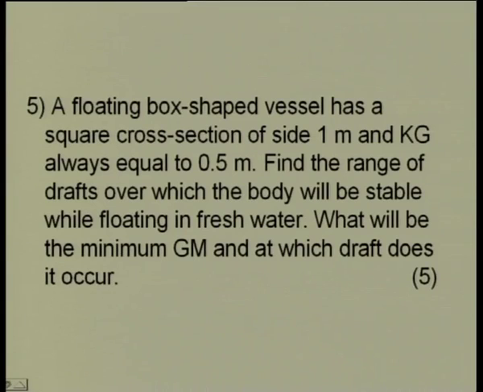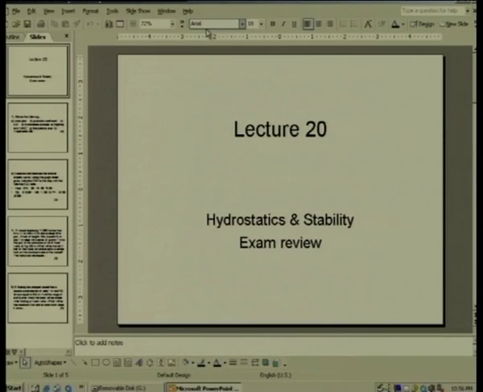So, the only thing here is you should know this: KM is equal to d by 2 plus b square by 12 d. Once you know that, then it is very straightforward, there is nothing in it. Okay. All right, that is all for the exam.